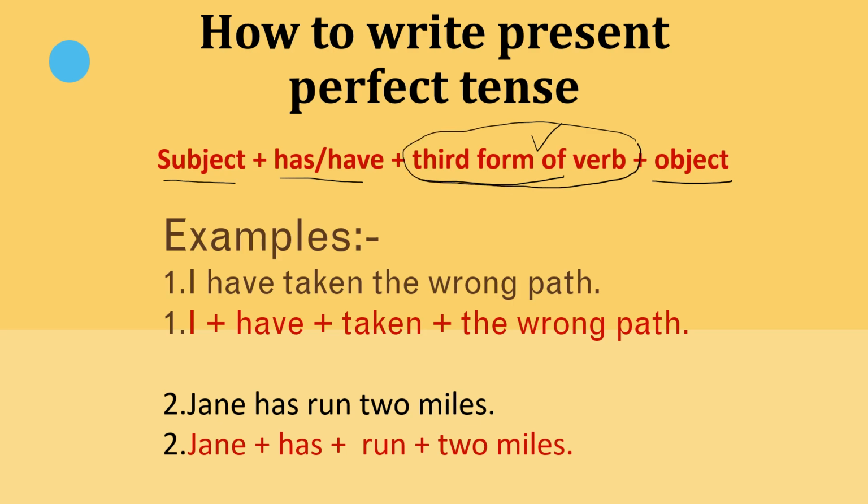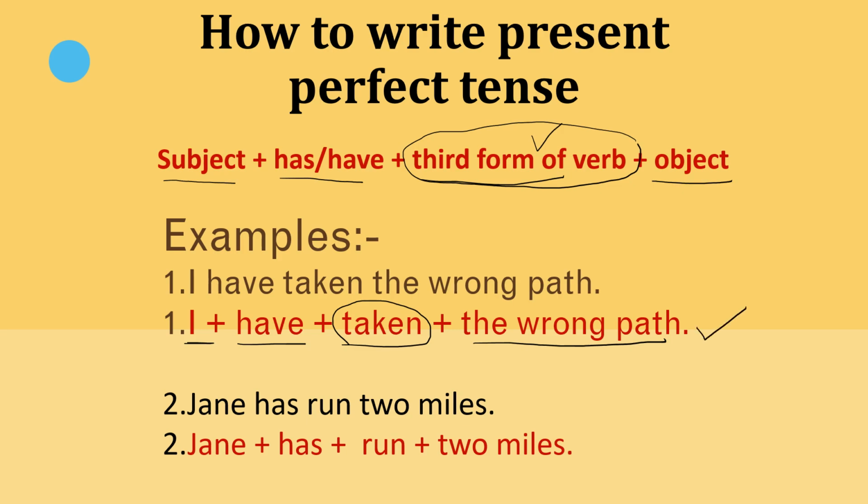For example, I have taken the wrong path. I is the subject here. Has, have, we are using have with I. So I have. Now taken is the third form of the verb take. So I have taken the wrong path. This sentence is in the present perfect tense.